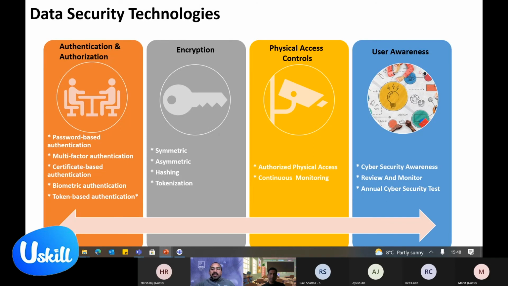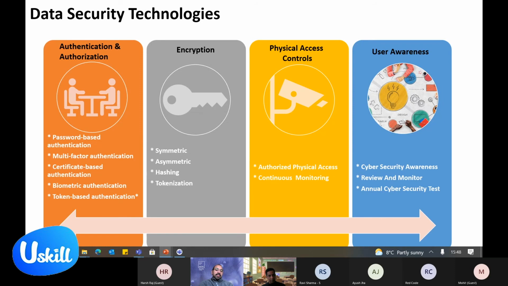Authorization means that if you reach the data center and you show your card, it will not authorize you because you are not authorized to go inside the data center itself, where all the servers are kept. So this is the first line of defense in data security.